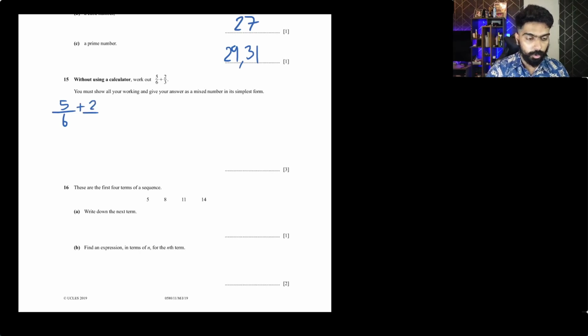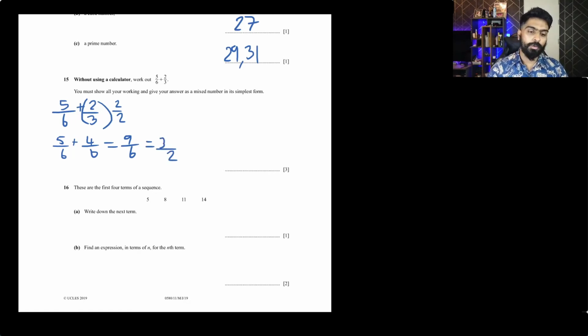So what we have to do is multiply the second fraction by 2 over 2, right guys? So we have 5 over 6 plus 4 over 6, which is equal to 9 over 6, right guys? 9 over 6 is equal to 3 over 2. Now 3 over 2, we can also write as a mixed fraction, which is 1 and 1/2, all right guys?